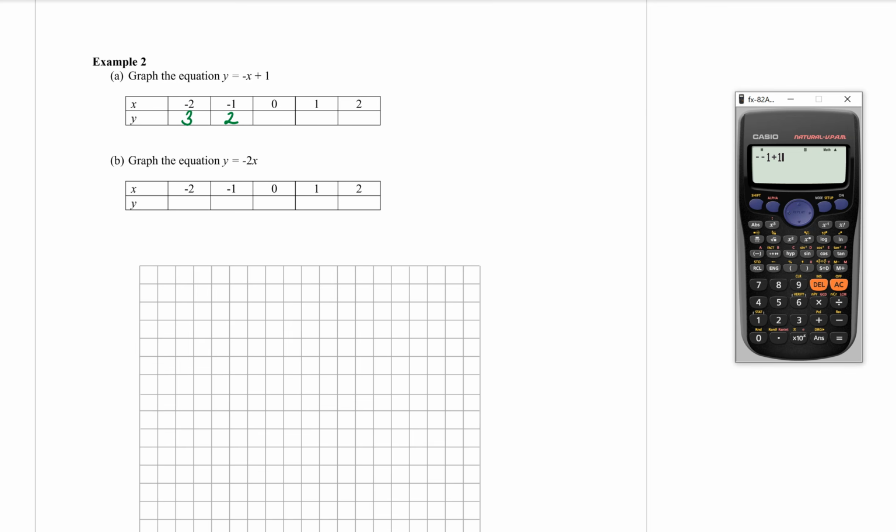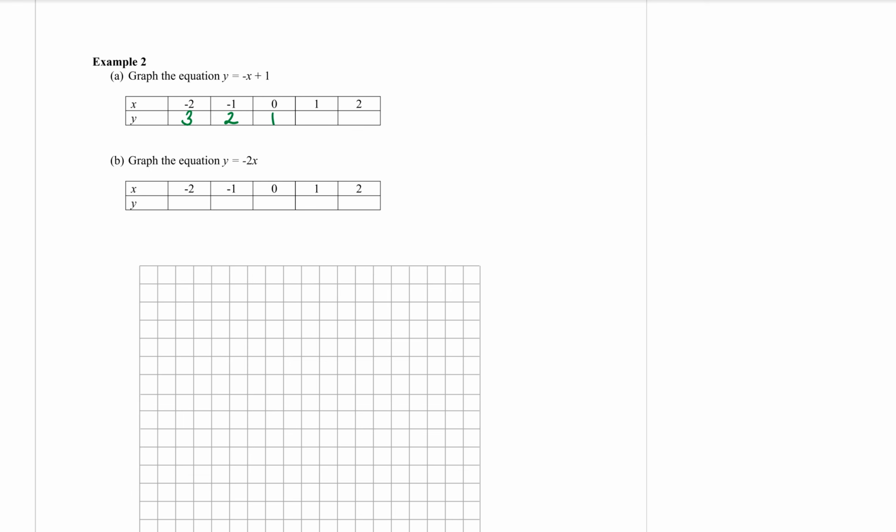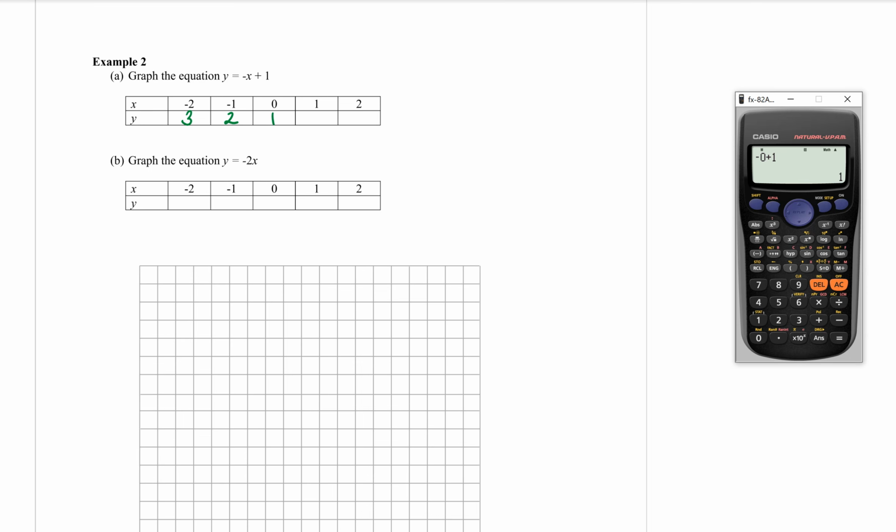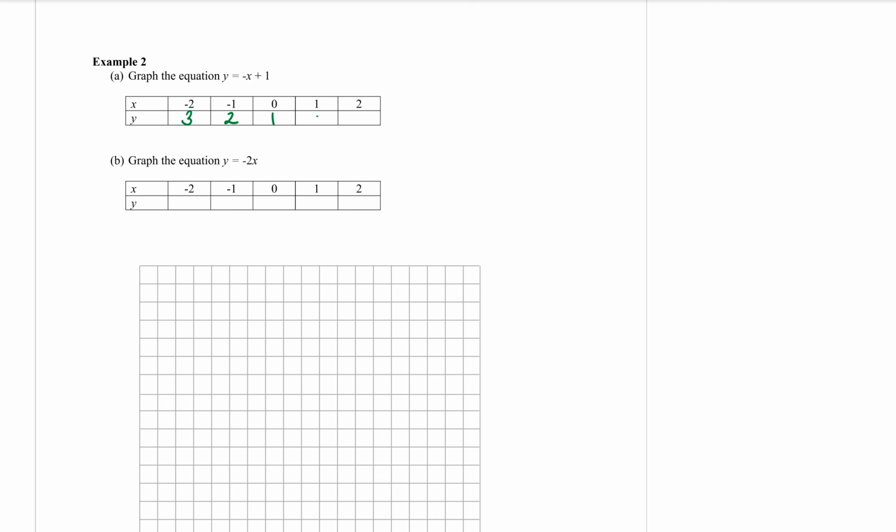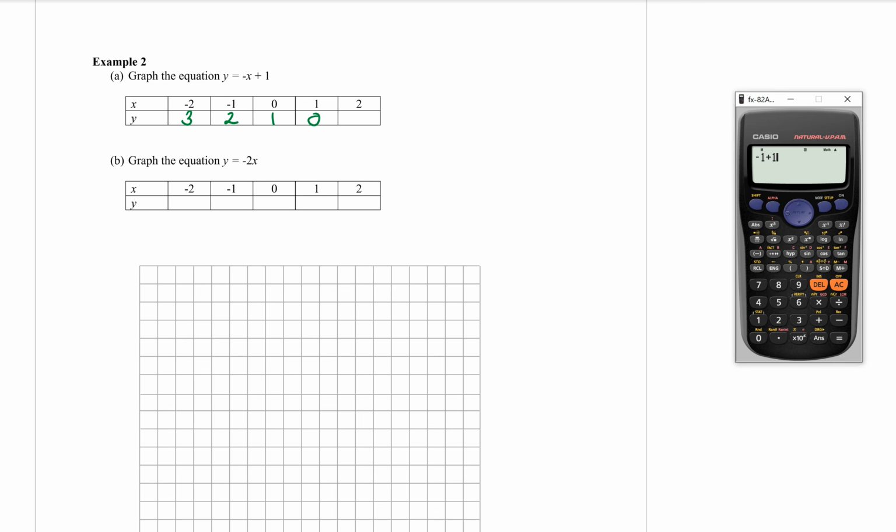Then I want minus 0 plus 1 is 1. And you can see the pattern. Then I want minus 1 plus 1 is 0. And then I have a minus from the formula. And I want 2 plus 1 is negative 1.